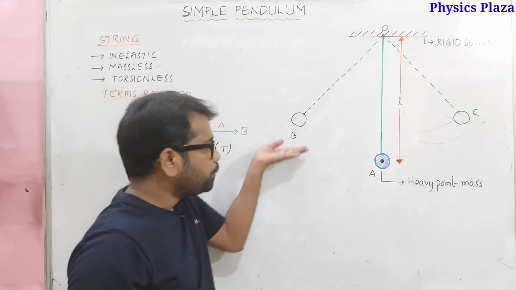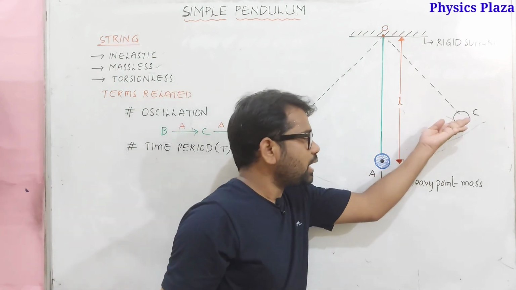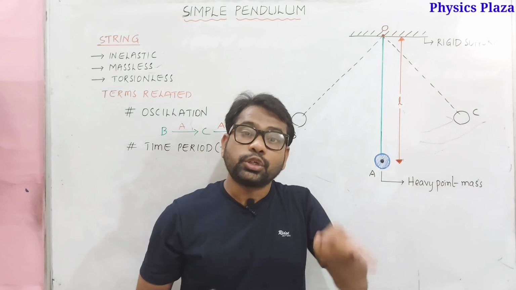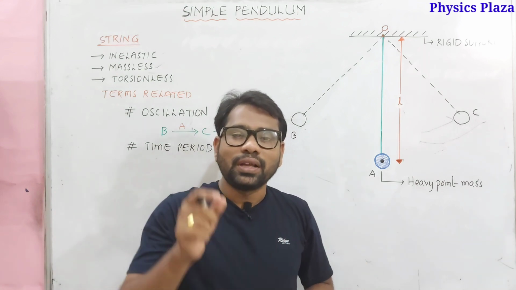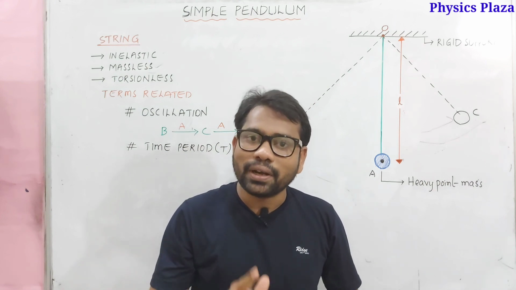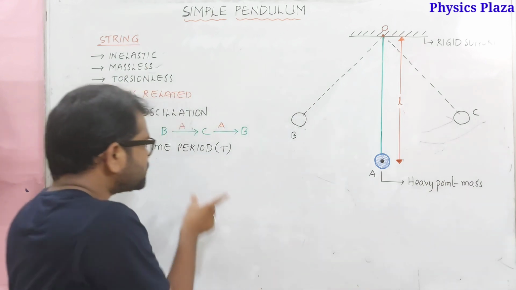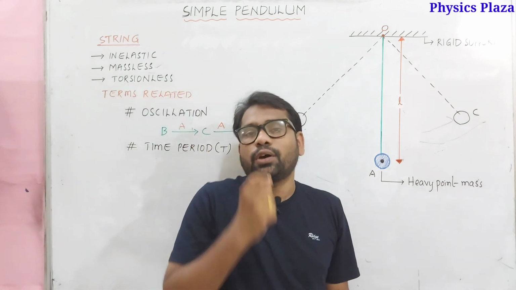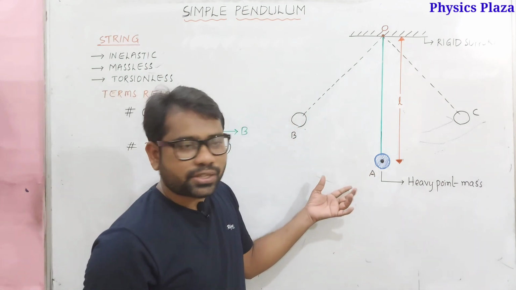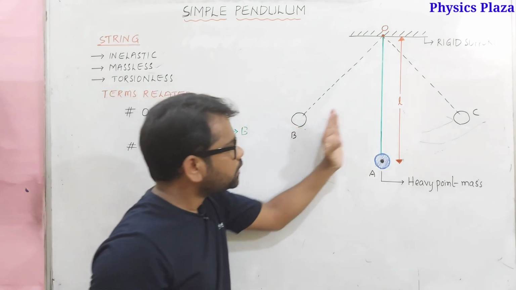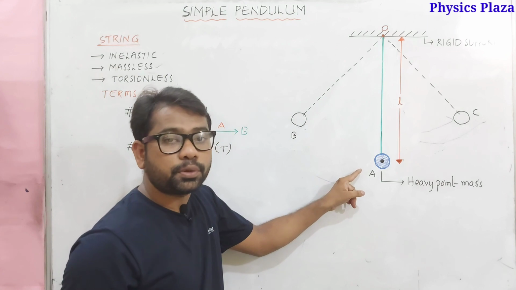So children, from point B, it will go to point C, and again come back to point B. Then we can say it has done one oscillation. So the time taken by the bob of a simple pendulum to complete one oscillation is called the time period. That is fine. But dear children, here we get one doubt. To make it oscillate, we have to take the bob of the pendulum aside, right? But to what distance do we have to take it from its mean position?